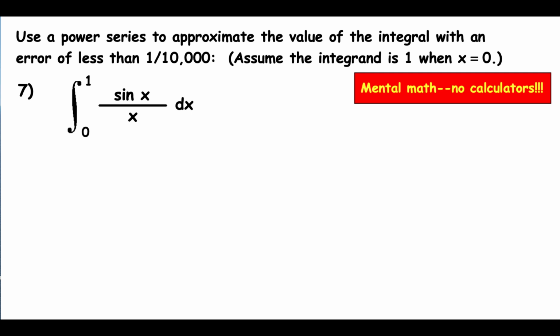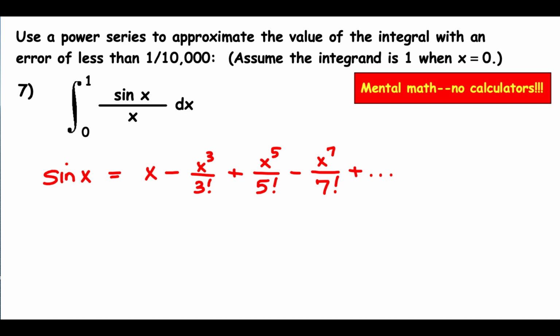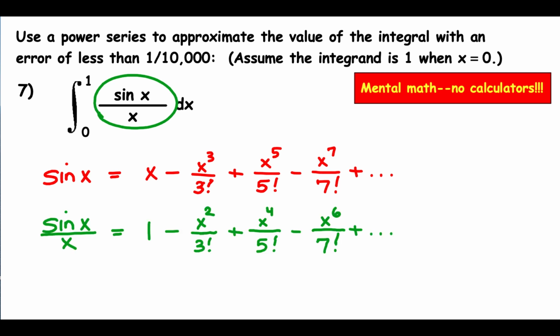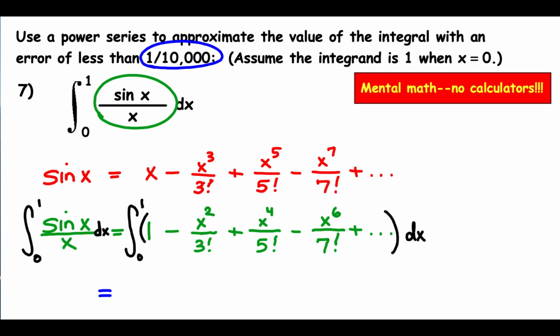So we'll start off with the memorized power series for sine of x. And then we'll go ahead and divide each term by x to give us sine of x over x. As you can see, all the x's simply come down by 1 power. And now we want to integrate it from 0 to 1. Do the same thing on the other side. And this answer is going to come out to be, well, unfortunately, we're integrating something that's infinite. But remember, we only have to go as far as we need to get an error of less than 1/10,000.